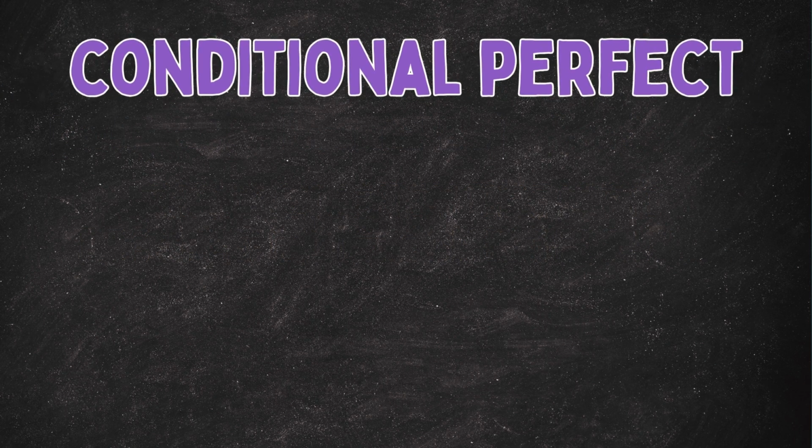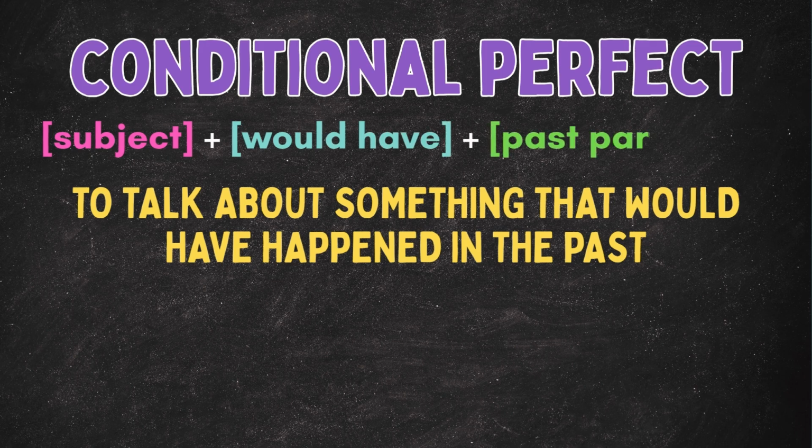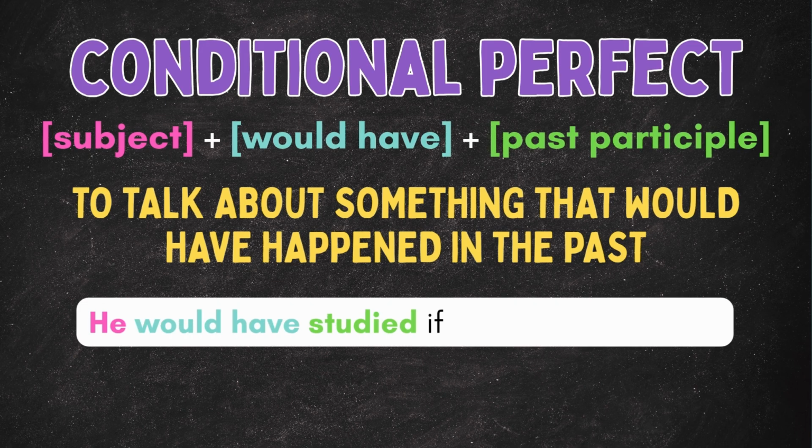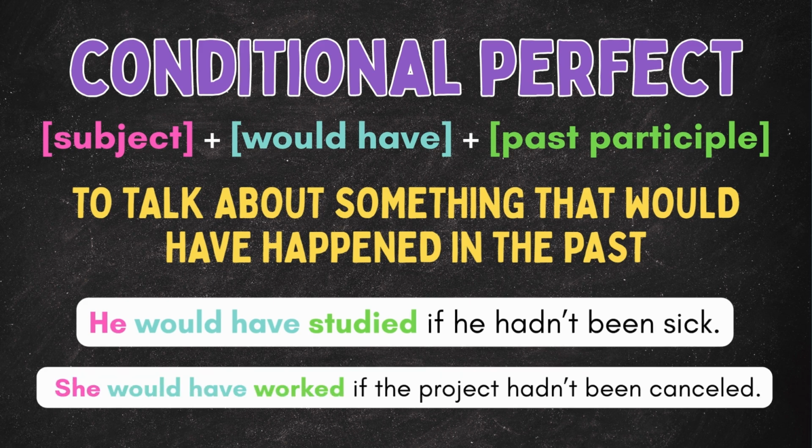Conditional perfect. The conditional perfect is used to talk about something that would have happened in the past. The sentence structure is subject plus would have plus past participle. He would have studied if he hadn't been sick. She would have worked if the project hadn't been canceled.